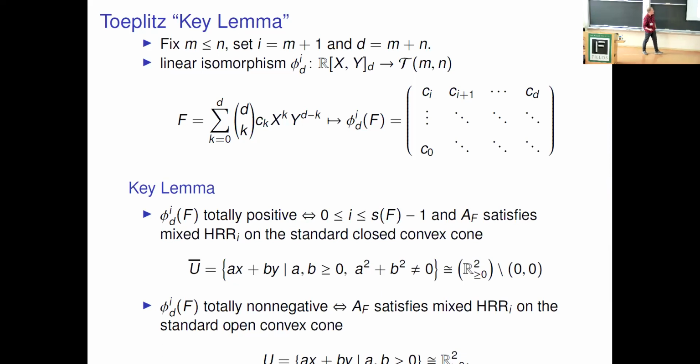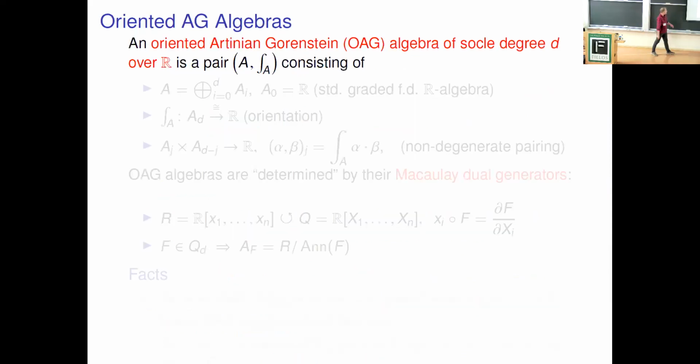Okay. So let me explain here what everything is. So let's start with what I call oriented AG algebras. So an oriented Artinian-Gorenstein algebra of socle degree D over the real number field is a pair consisting of an algebra A and then what I'll call an orientation of A, which I'll denote as this integral operator.